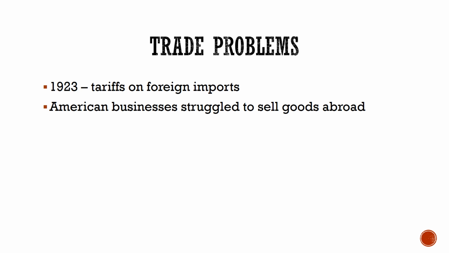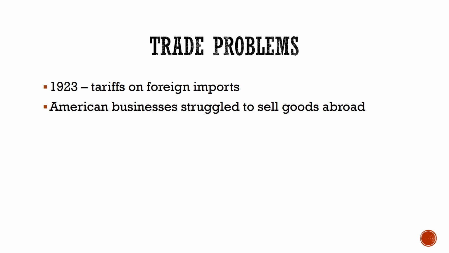The third problem was that of trade. In 1923, the government put tariffs on foreign goods coming into the USA. This meant that when foreign countries wanted to export goods into the USA, they'd have to pay money to do so. And in turn, that obviously made those goods more expensive. The whole idea behind it was to encourage American people to buy American goods. You'll have heard a very similar message in Donald Trump's campaign speech: buy American, hire American. It's very much mirroring what happened in the 1920s.